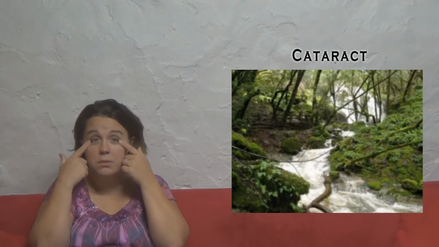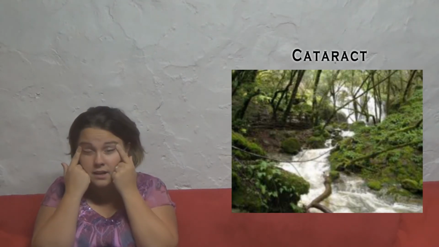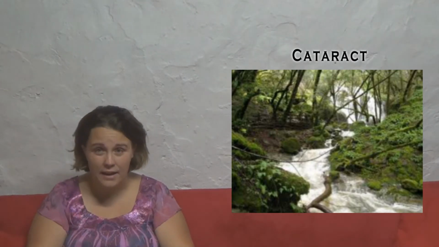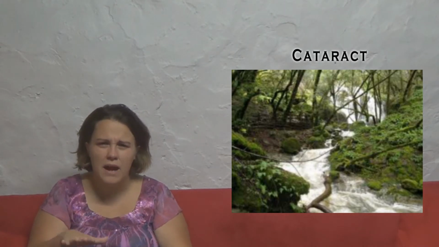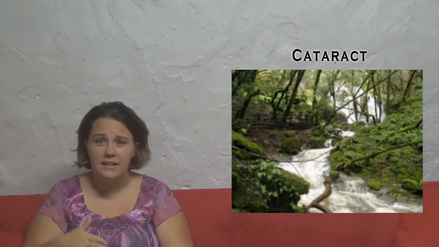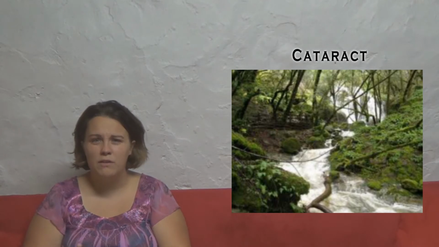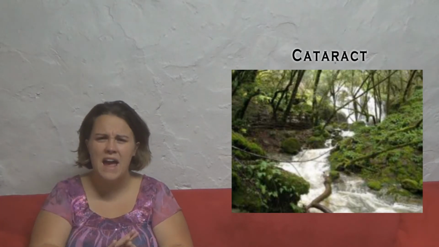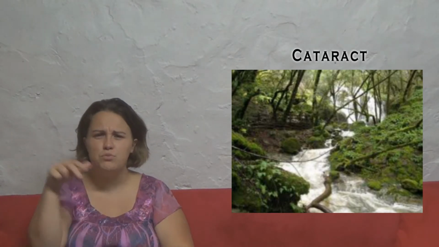Then we also talk about cataracts. And we're not talking about the cataracts that make you go blind, okay? That's a different type of cataract. We're talking about the cataracts in a river. And a cataract is an area of the river that's really, really fast and strong, and there's rapids that make it bumpy.